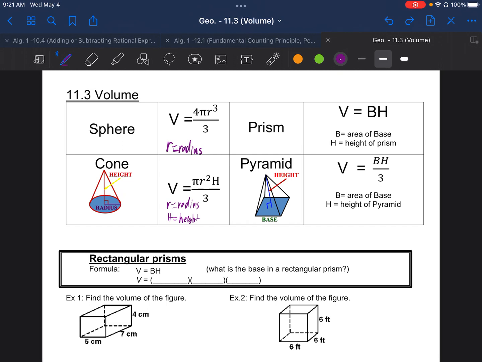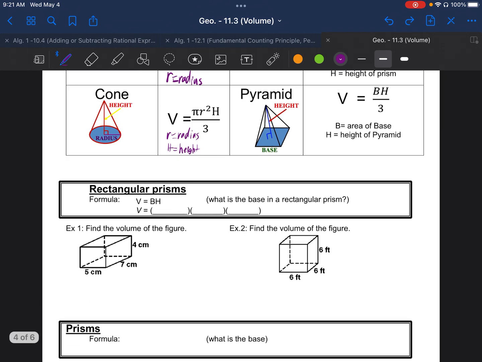And then for a pyramid, this will be regular pyramids. The volume is going to be equal to BH over 3, where B is the area of the base, and H is the height of the pyramid. So start off with some rectangular prisms working through these. So once again, volume is equal to the area of the base times the height.